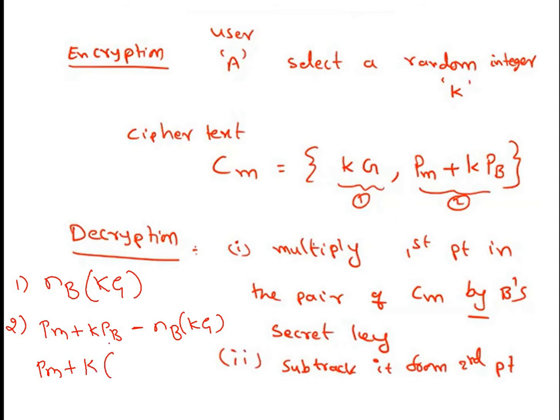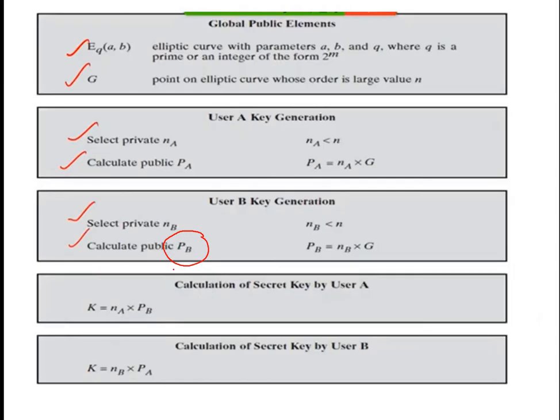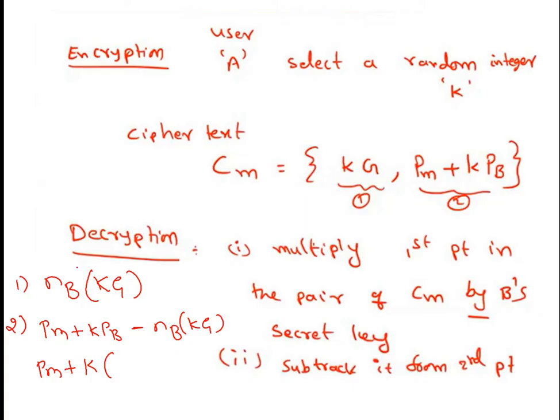So it becomes PM plus K PB. What do you mean by PB? In the previous step we know what PB is. PB is nothing but NB into G. So we will write it as NB into G, minus NB into kg. Now it becomes PM plus NB kg minus NB kg. So this plus and minus get cancelled. What did we get? We got PM again.